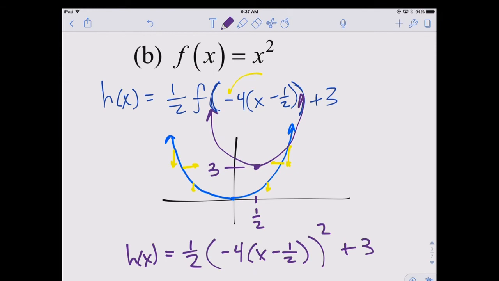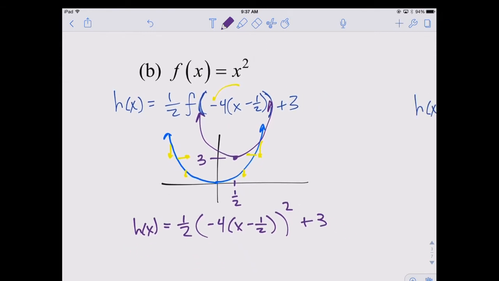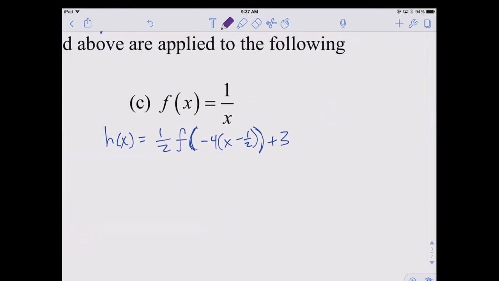Now, is it still an even function? No. No, it's not. We messed up the y-axis symmetry when we shifted it what? Left, right, or up and down? When we shifted it right. When we moved it horizontally, we messed up the y-axis symmetry. All right, let's do it real quickly for this one.